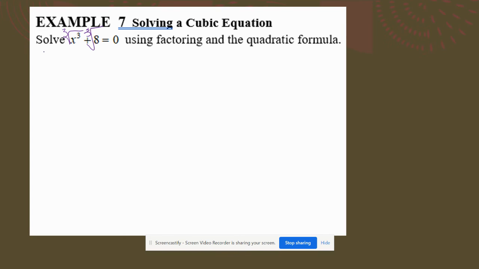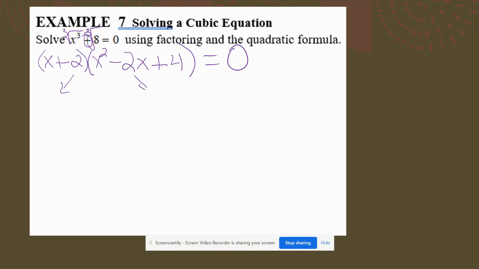So we're taking the third root of each. Third root of x cubed is x. This is an addition. Cube root of 8 is 2. x squared minus 2x plus 2 squared, which is 4. And all of that is equal to 0. So we can now separate this into two separate parts: x plus 2 is equal to 0, and x squared minus 2x plus 4 is equal to 0.